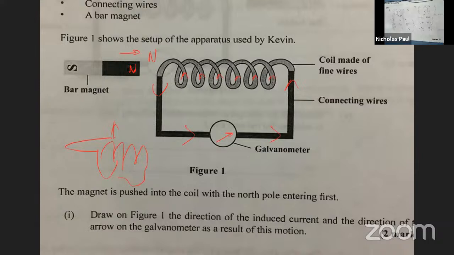The galvanometer will follow the current. So the current going to the right, the galvanometer will go to the right.